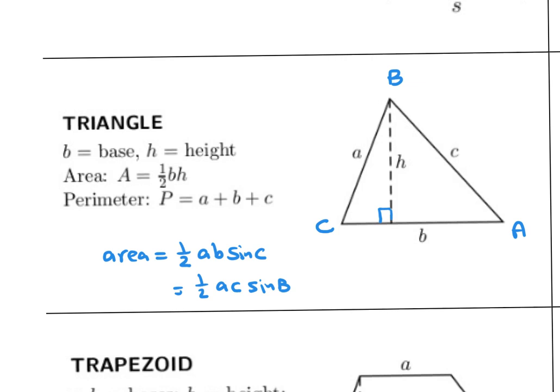So you can find the area of a triangle in 2 ways: half times base times height if you have the height, or half times side times side sine the included angle. Okay? Perimeter of the triangle, just add all sides: side a plus side b plus side c. Okay?